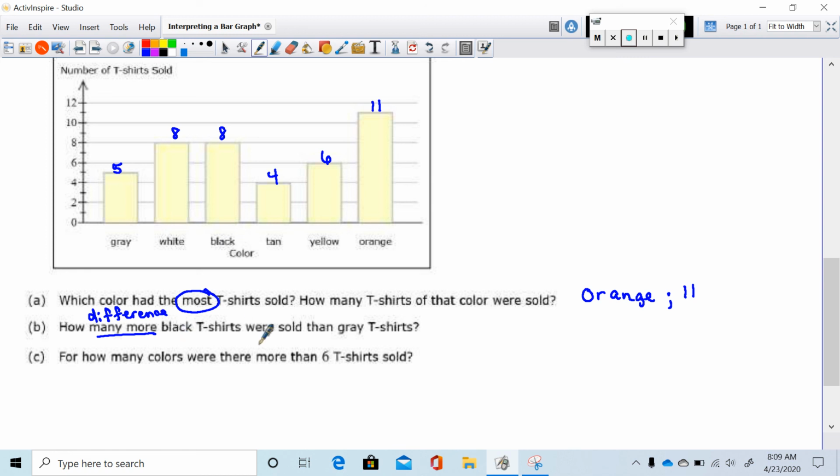Black t-shirts. The black t-shirts were 8. And the gray t-shirts were 5. And 8 take away 5. There were 3 more black t-shirts than gray t-shirts. For how many colors were there more than 6 t-shirts sold? So that's numbers greater than 6. So we've got 1, 2, 3 colors greater than 6. So 3 colors were greater than 6.